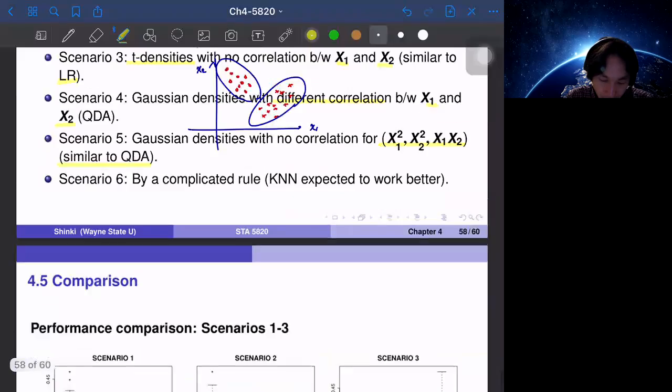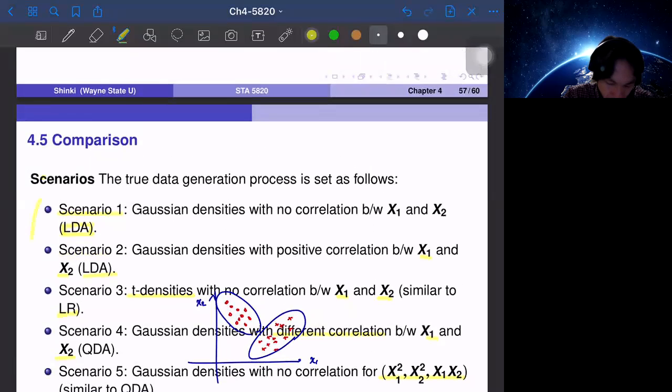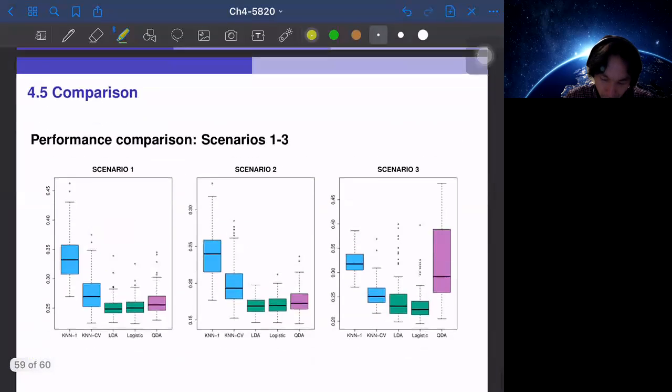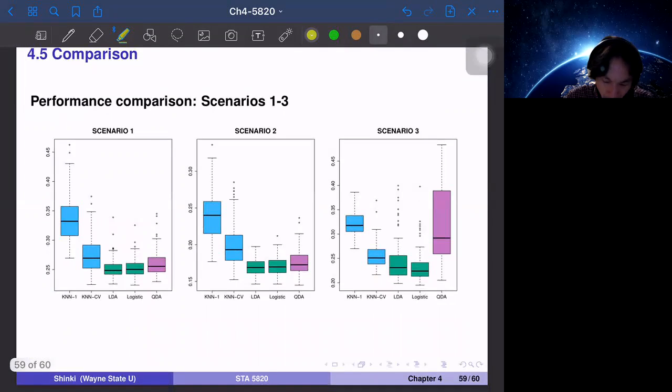In scenarios 1 and 2, LDA should be the best. In scenario 3, logistic regression should be the best. So actually in scenarios 1 and 2, LDA is the best, and logistic regression is similar. In scenario 3, logistic regression performs better than LDA. And for the other models, KNN is not good. QDA is maybe good for scenarios 1 and 2, but the last one is not good. So for this one, the Gaussian assumption isn't very good.